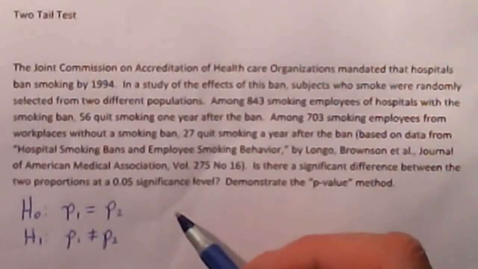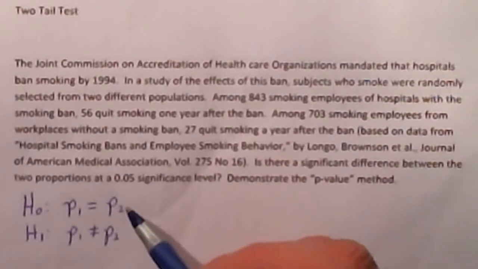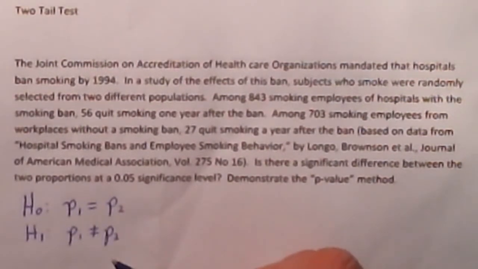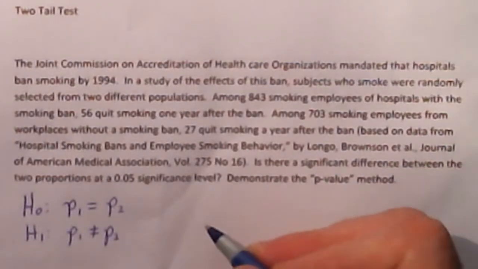Now, since it's a two-tailed test, it really does not matter which one you designate as population 1 versus population 2, because your decision would be the same regardless of your choice, because you do have two rejection regions. When you conduct a one-tailed test, a lower or upper tail test, you have to be a little bit more careful as to which one you designate as being population 1 versus population 2.